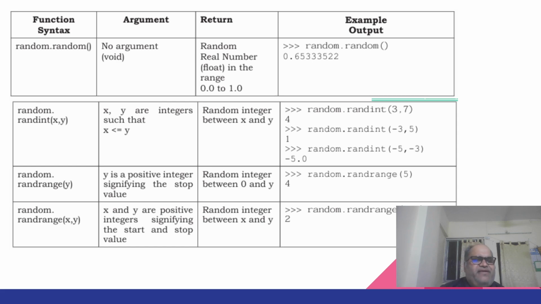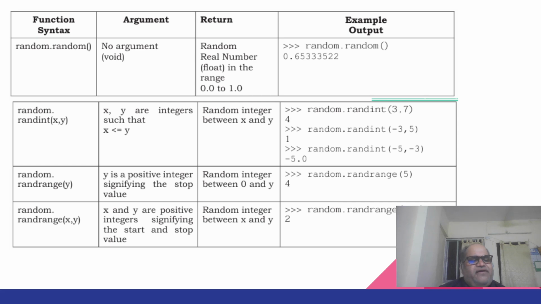Random is something you should spend some time on. You can do import random, and then you can use random.random for real numbers. By default, you'll get some number between 0 and 1. Randint within two ranges can give any integer between two numbers, like 3 to 7, minus 3 to 5, or minus 5 to minus 3, including both ends. And random.randrange with one argument will give you a random integer between 0 and y.